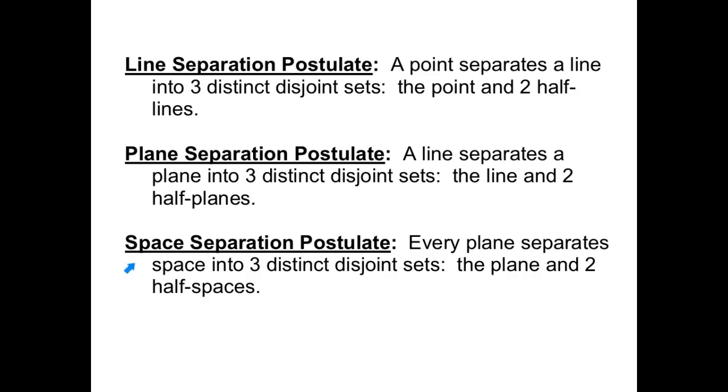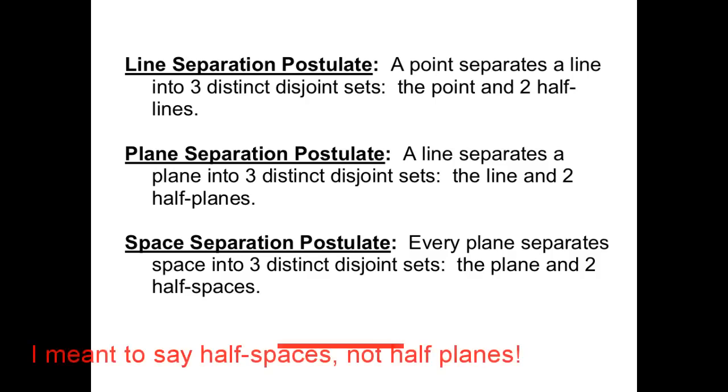And now we're going to look at three dimensions. So it's called the space separation postulate. And it says that every plane separates space into three distinct disjoint sets, the plane and the two half planes.